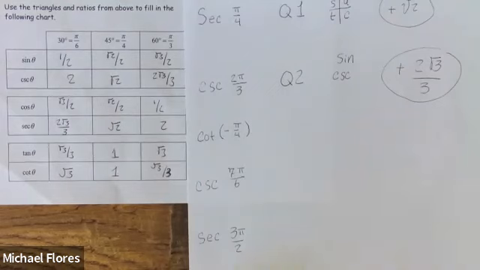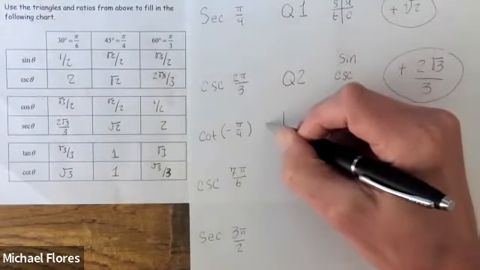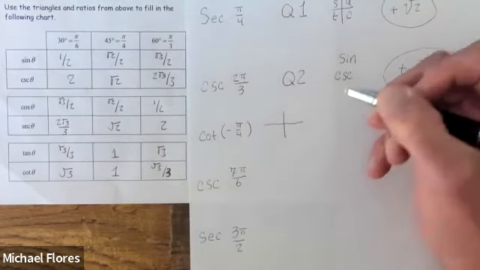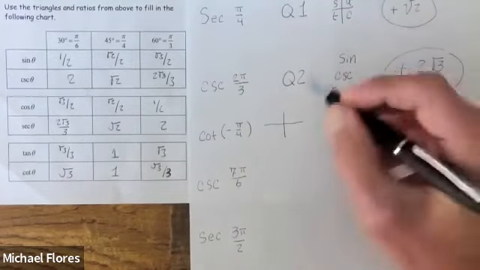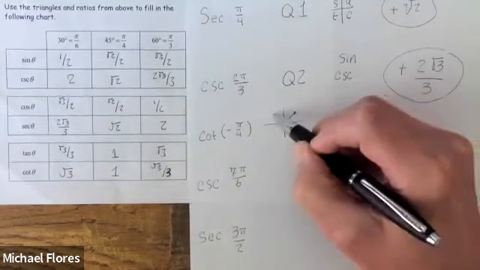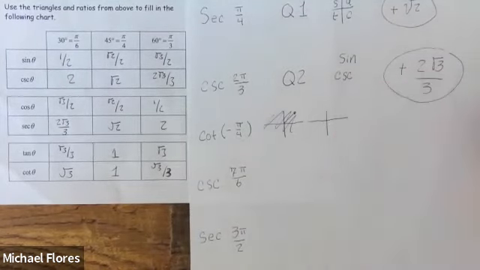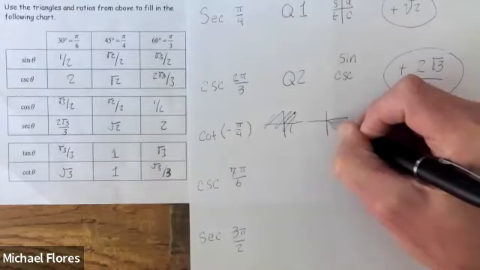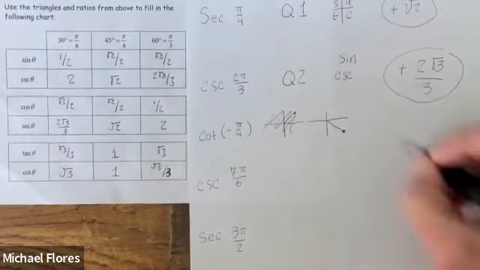Okay, cotangent of negative pi over 4. What I'm going to do is draw a coordinate plane. Now, if we were to sketch regular pi over 4, it would be here. But it doesn't want regular pi over 4. It wants negative pi over 4. So we need to go in the opposite direction. Here. Meaning we are in quadrant 4.